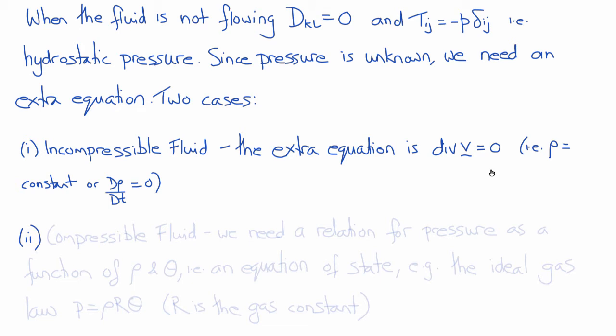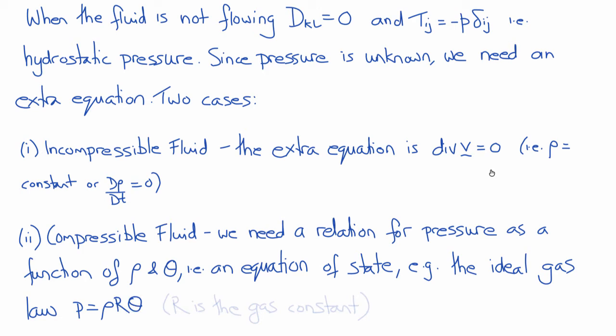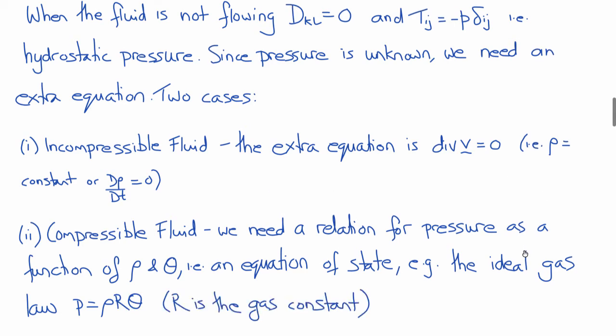The other possibility is that the fluid is compressible, or at least not specifically assumed to be incompressible. In this case, we need a relation for the pressure, typically as a function of density rho and temperature, written here as theta, so as not to be confused with the stress, capital T. This is an equation of state, and a perfect example is the ideal gas law, which states that P equals rho r theta, where r is the gas constant.